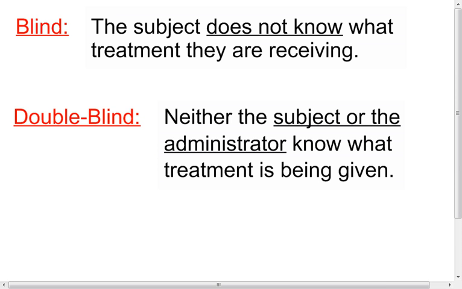And so because of the placebo effect and because of the different care that you might receive if you knew whether you were given the real thing or not, it is important that it be for sure blind and preferably double blind when you do experiments like that.